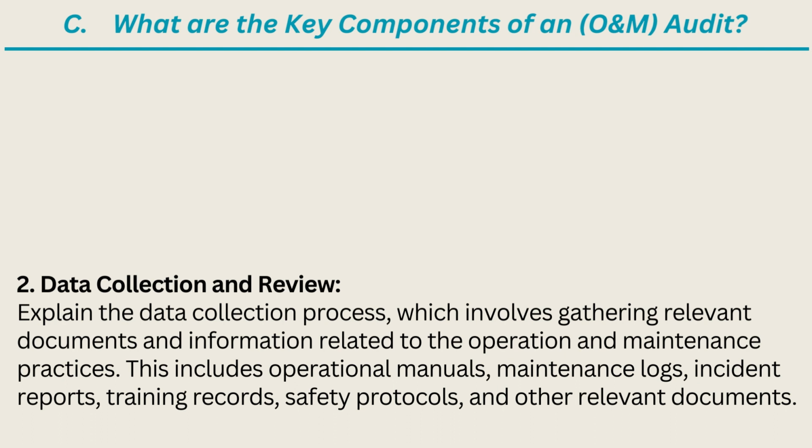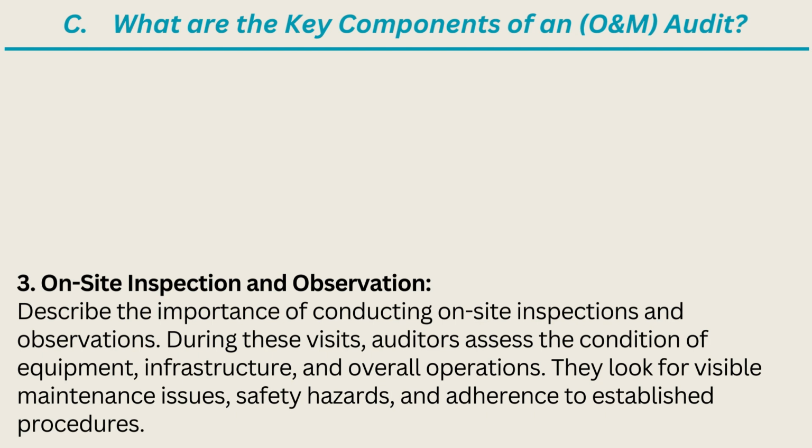This includes operational manuals, maintenance logs, incident reports, training records, safety protocols, and other relevant documents. 3. On-site inspection and observation. Describe the importance of conducting on-site inspections and observations. During these visits, auditors assess the condition of equipment, infrastructure, and overall operations. They look for visible maintenance issues, safety hazards, and adherence to established procedures.